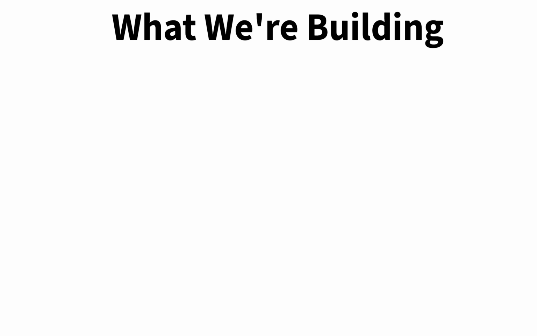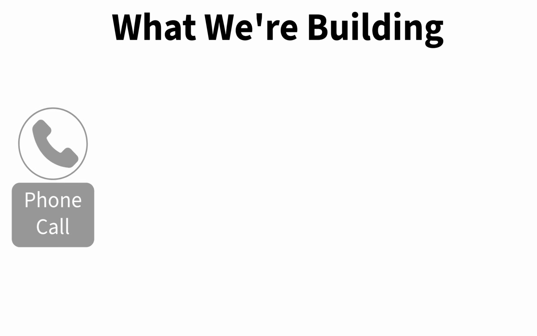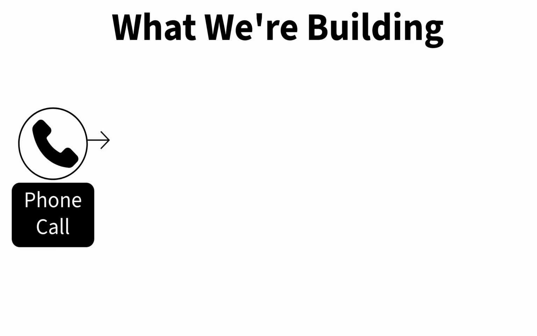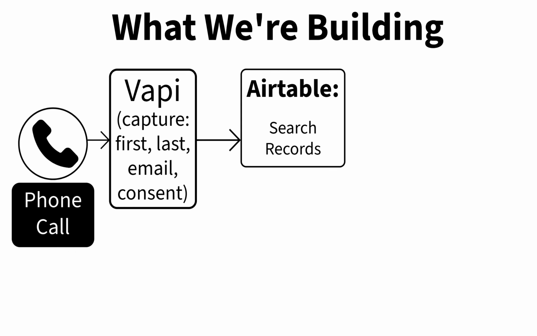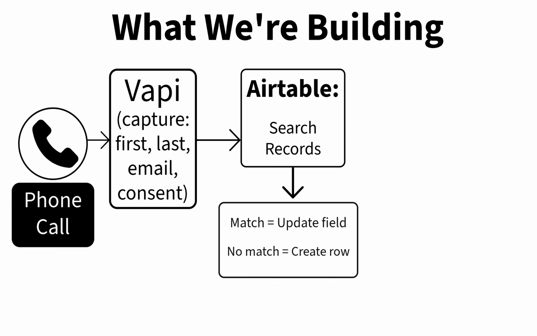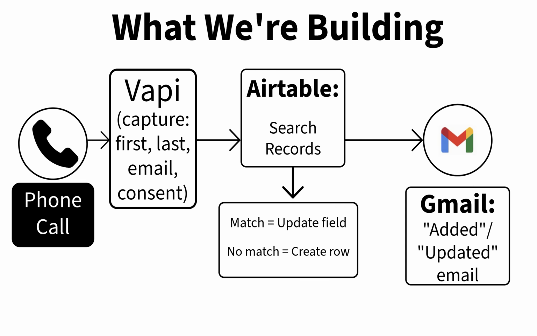So here's what we're building. A call comes into Vapi. The assistant captures the first name, last name, email, and SMS consent. The Vapi assistant then sends an end of call report to Make. Make uses Airtable's search records module to look up the email. If a match is found, it updates all of the fields. If no match, it creates a new row in Airtable. Make sends a confirmation email tailored to added or updated.